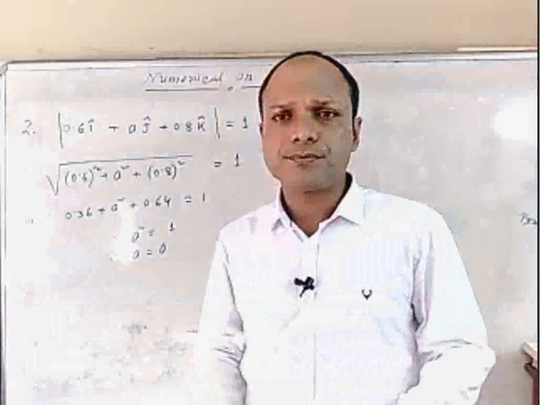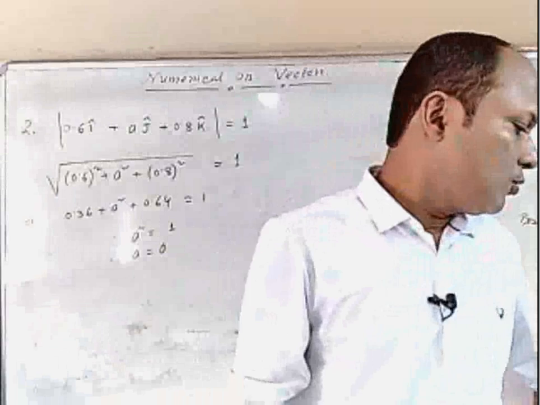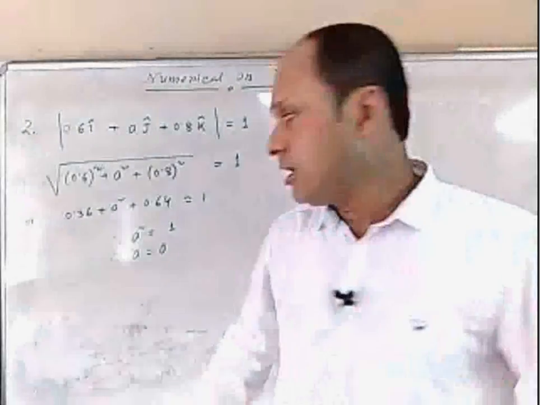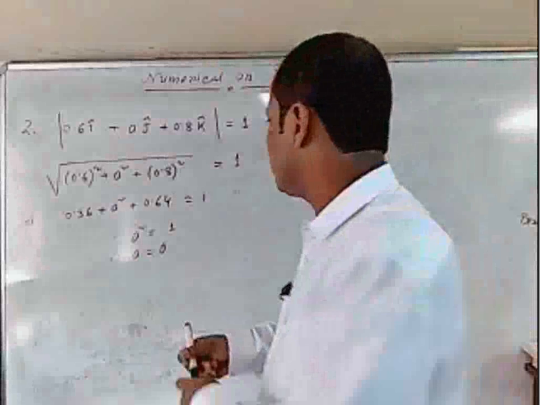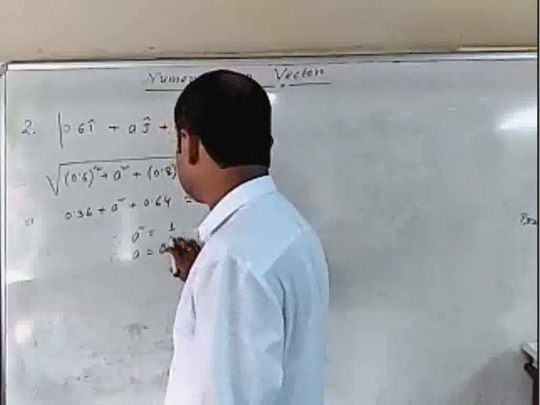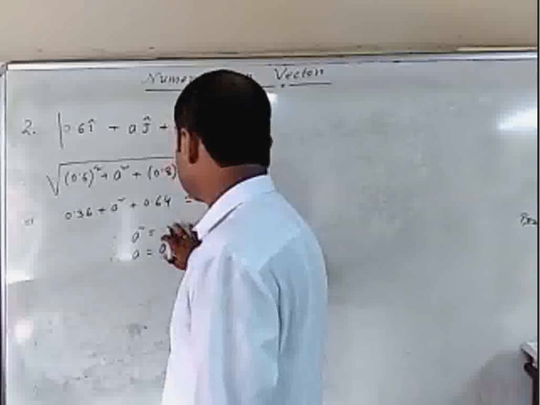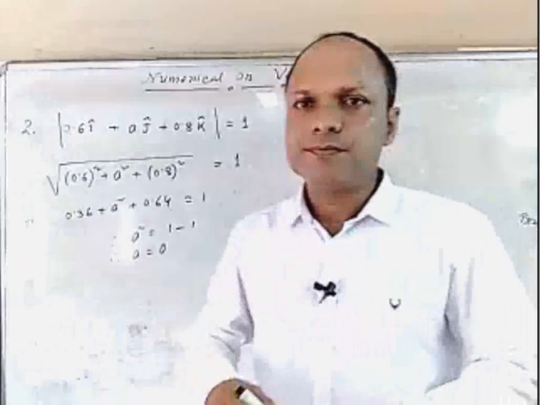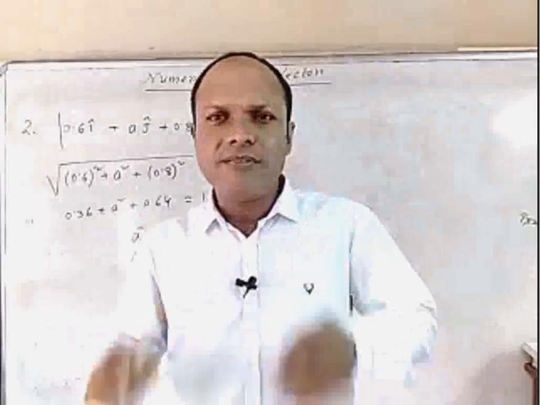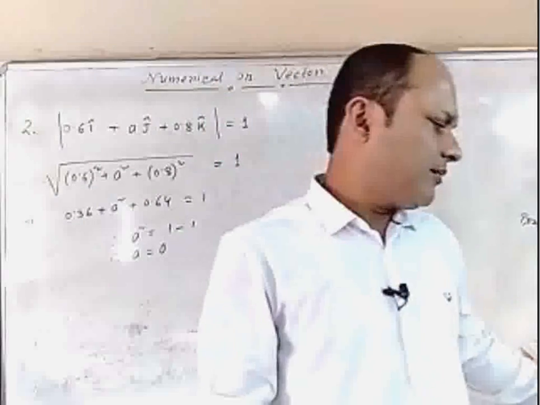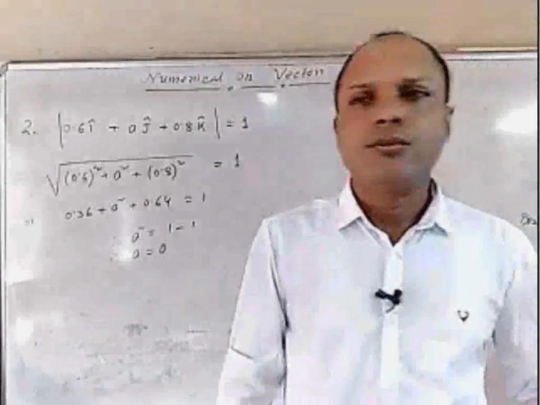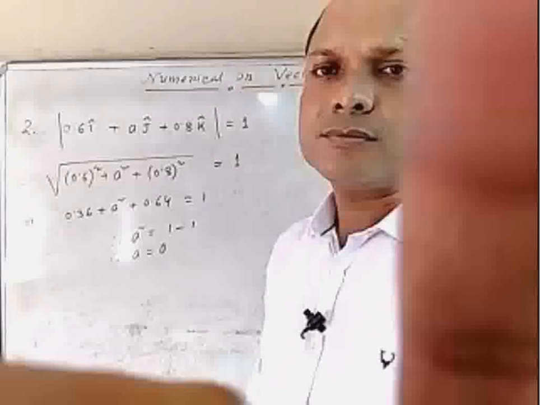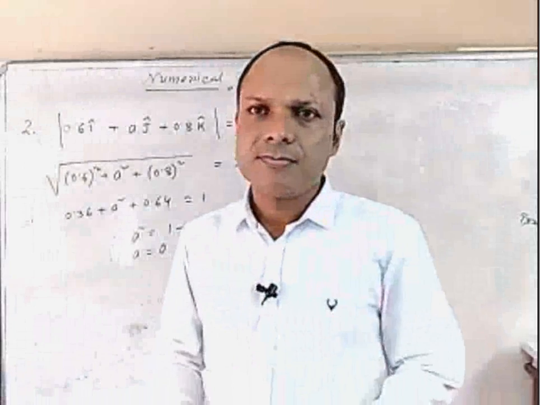Therefore, for a equal to 0, the given vector will be a unit vector. Clear?